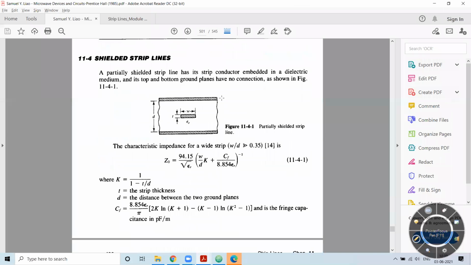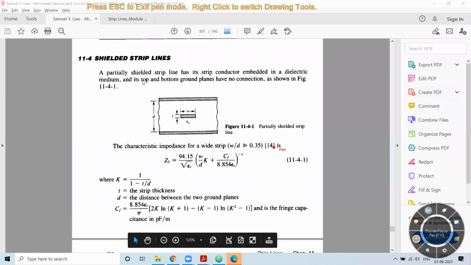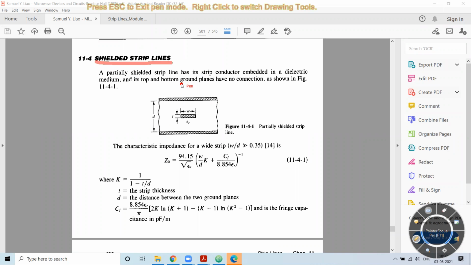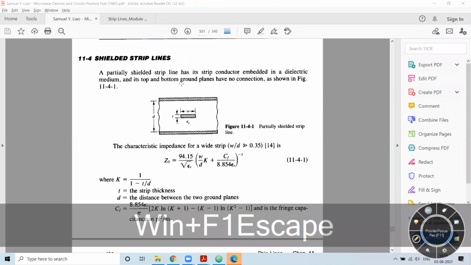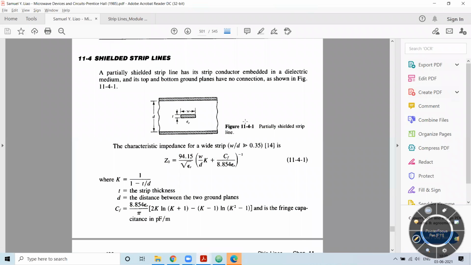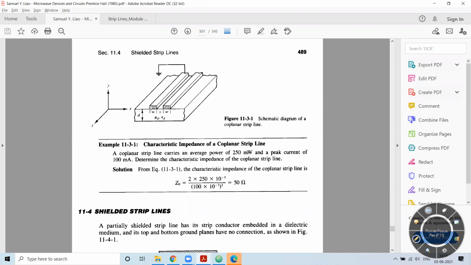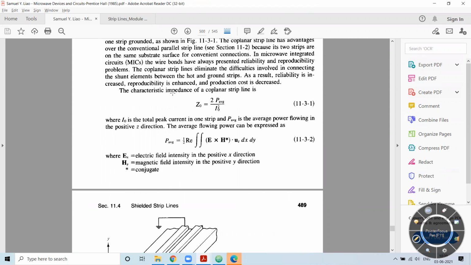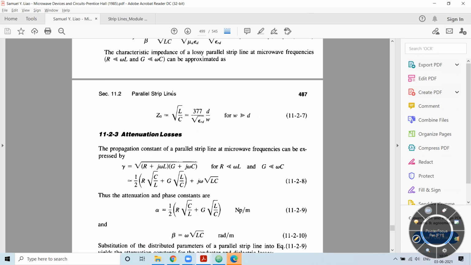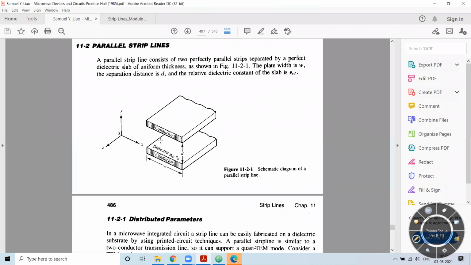Now the last topic in this part is the shielded strip line. So what is the difference between this and the rest? In the previous ones, you were observing that these strip lines are present above the substrate. In parallel, we can observe that these are present above the substrate and below the substrate. Similarly, in the previous microstrip lines also we observed that strip lines are present above the substrate.